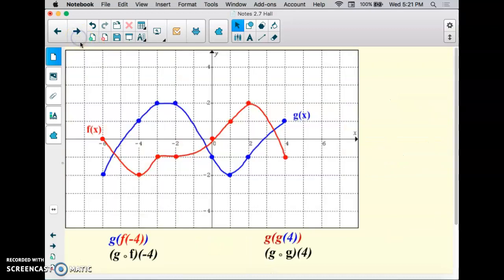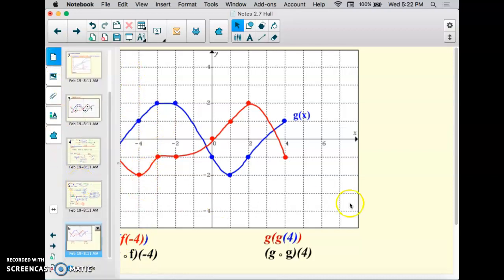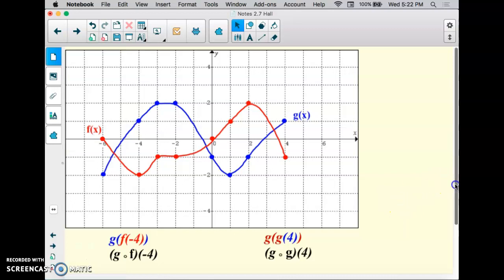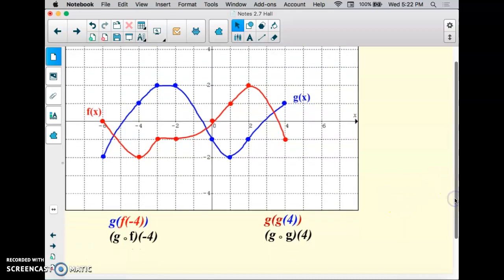Okay, in the next video, we'll talk a little bit more about composition, looking at graphs. Actually, no, I'm going to finish it up right now by looking at the graph and doing composition. No problem. All right, so g of f of negative 4.